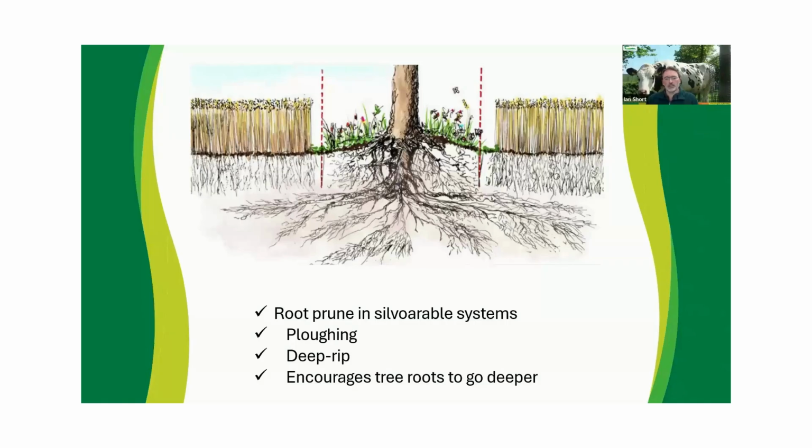So a way to encourage the tree roots to go deeper is either by ploughing where those red lines are, or by doing deep ripping. They will then help to force those roots downwards, and then they can go outwards underneath the crop roots.